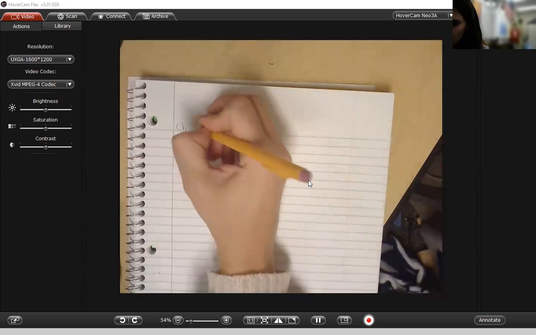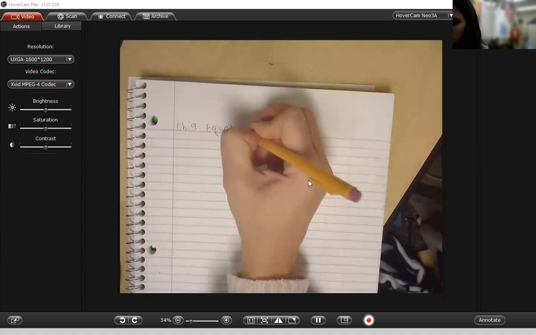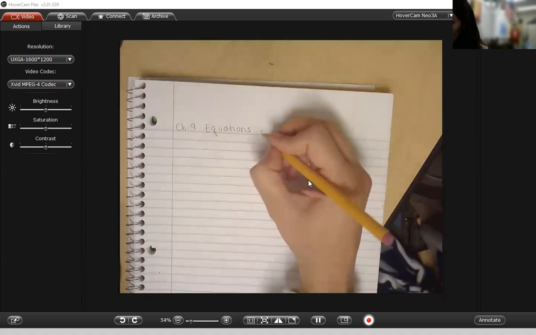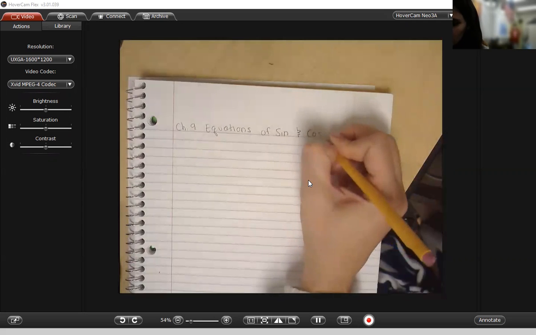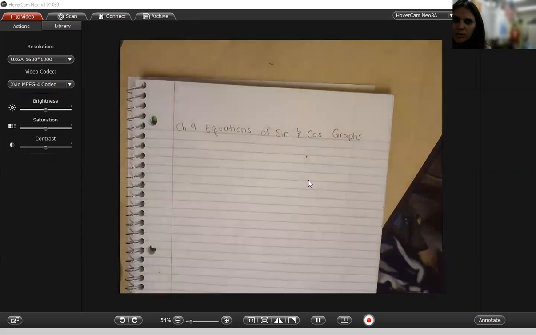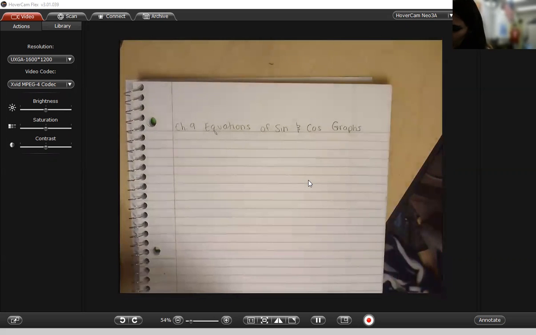All right. Now we are going to go over, if it gives you the graph, how to find the equation of the graph. So this is chapter 9, equations of sine and cosine graphs. So let's review a couple things.